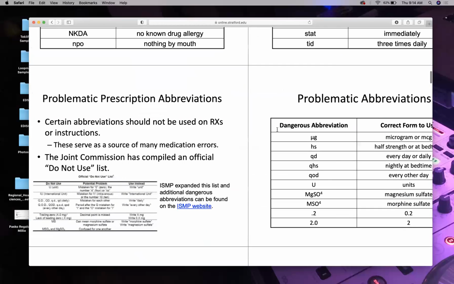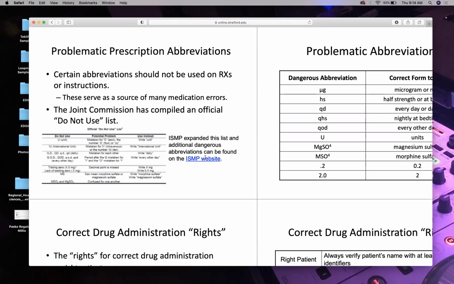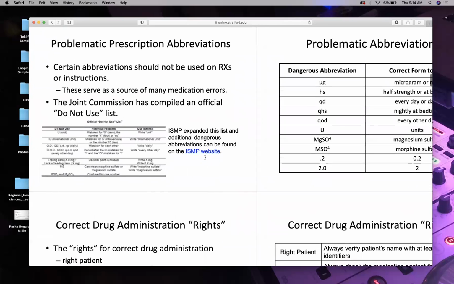And of course, every time you fill an order, every time you do something in the chart, you date it, you sign it, and the date should have the time, AM, PM, especially if it's a stat order. If I received the stat order late, I write down when it was received and when it was carried out.